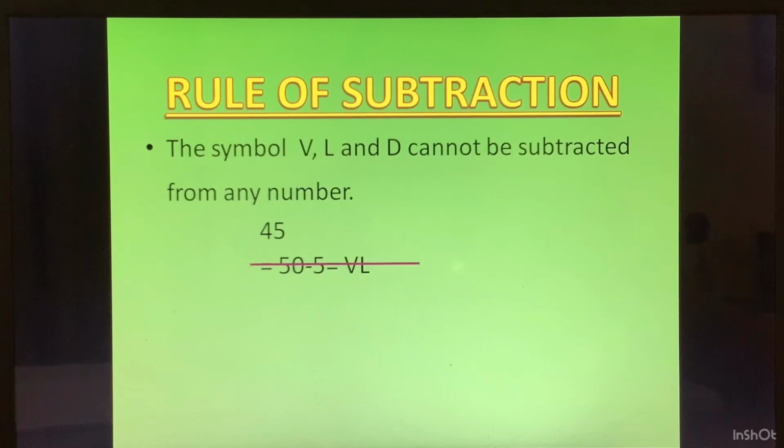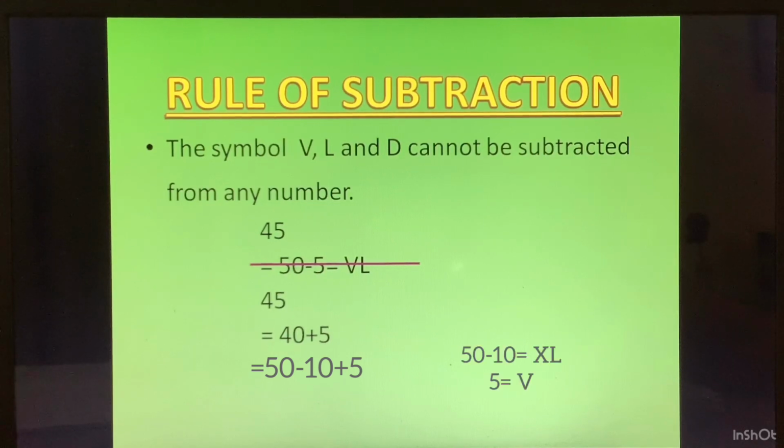We will write 45 as 40 plus 5. Now 40 in turn will be written as 50 minus 10, because from 50 we can subtract 10. So we will subtract X from L and we will write it as XLV.